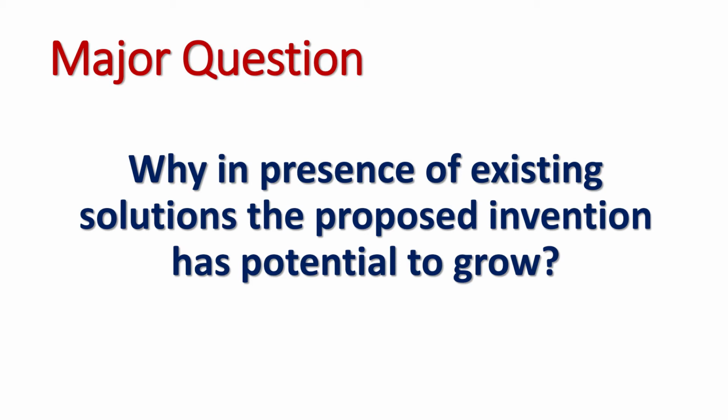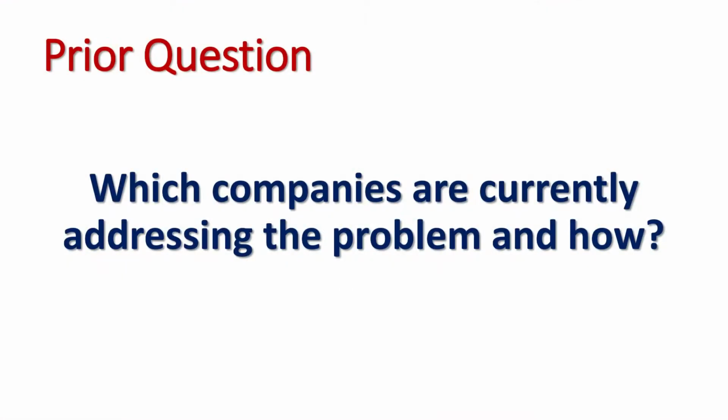Having said this, let us learn the major question of the fourth component of LCI, which demands some information from our academic inventors and entrepreneurs. The fourth question asks, why, in the presence of existing solutions, does the proposed invention have potential to grow? Though this question is very important to answer, before we answer this major question, there is one prior question that an academic inventor and entrepreneur must answer. The prior question is, which companies are currently addressing the problem and how?